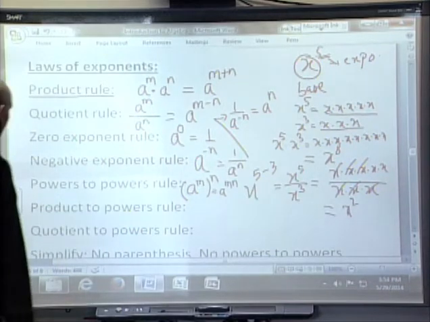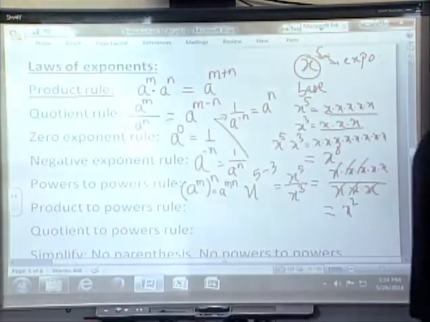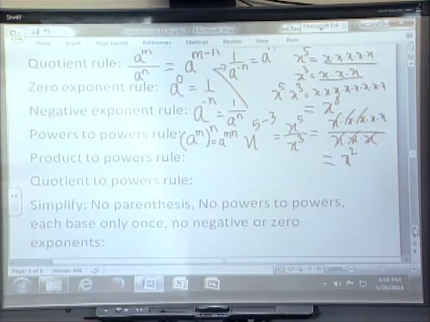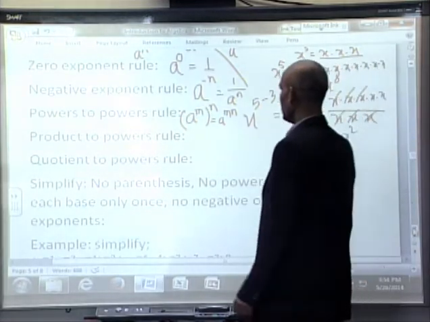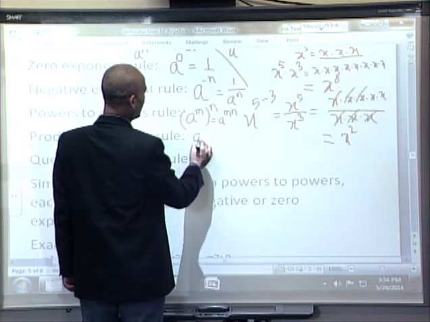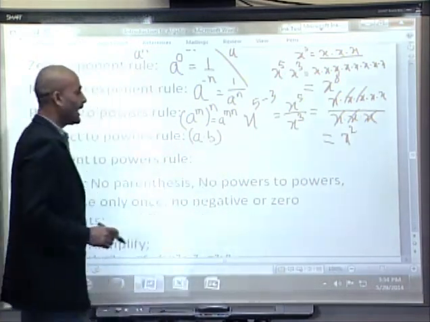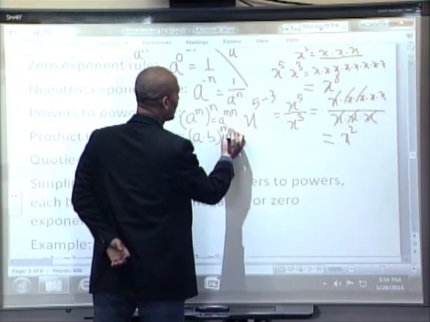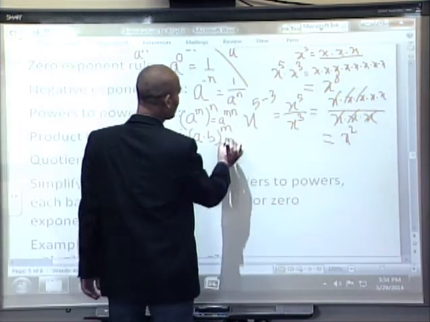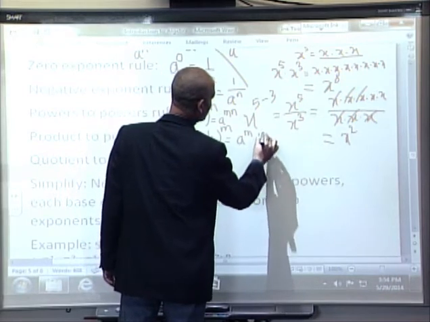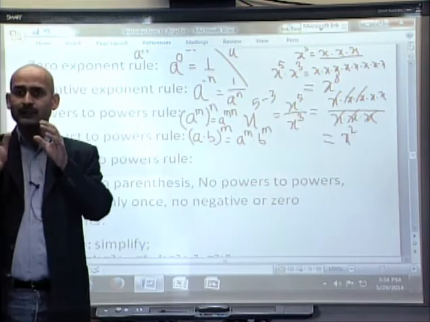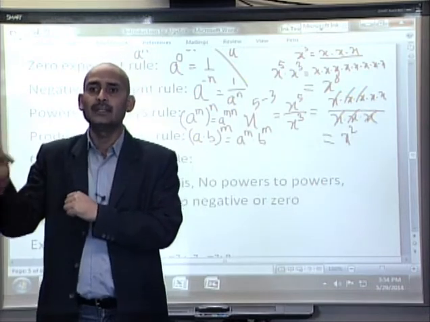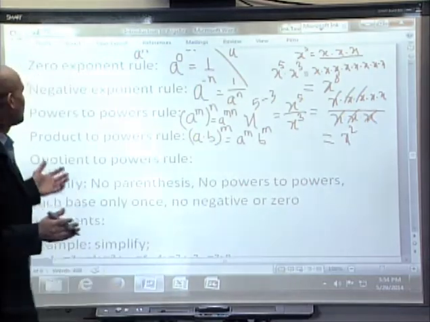The next rule is called the product to power rule. What does this mean? Suppose you have a product, let's say a times b, the two quantities are multiplied, and there is a single exponent m. This is nothing more than a to the m times b to the m. If there is a single exponent of a product, the exponent distributes into each factor. That's what the product to power rule means.